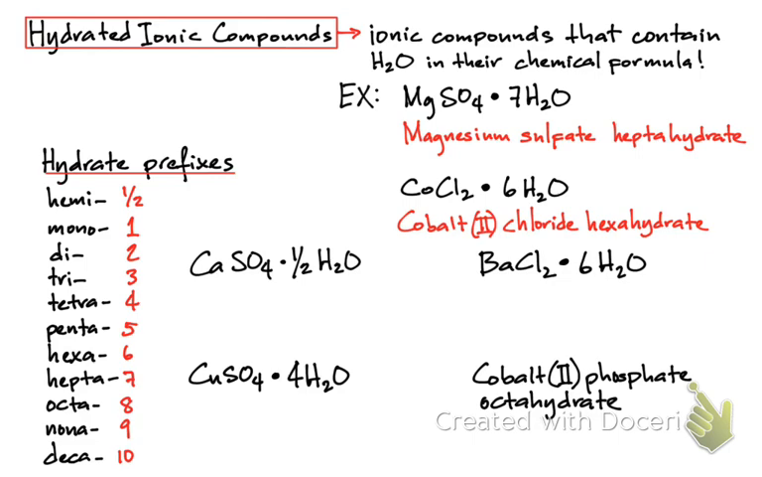All right, so let's take a look at these other examples here. You can pause the video if you like and see if you can try them for yourself. All right, so the first one here, we have calcium sulfate, CaSO4, and because you have half a water molecule, that would be hemihydrate. So we have calcium sulfate hemihydrate. For the second one, we have barium chloride hexahydrate.